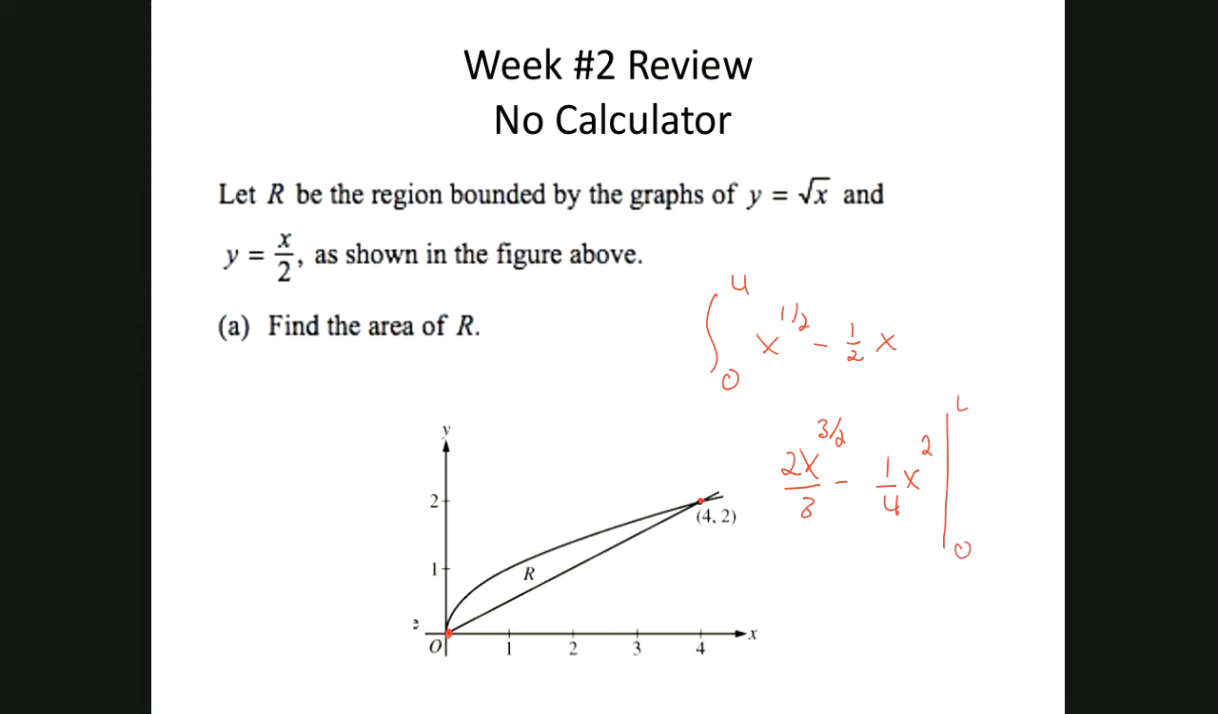Now, this is where they test so much stuff on the AP test. So now if I put 4 in here, the square root of 4 is 2. 2 to the third power is 8. 2 times 8, so this is going to be 16/3 minus, if I put 4 in here, that's going to be 16 divided by 4, which is just 4. Minus, and then I'm going to put 0 in here. Well, that's going to be 0. Okay, so 16/3 minus 4, so that's going to be 12/3. So my answer is 4/3.